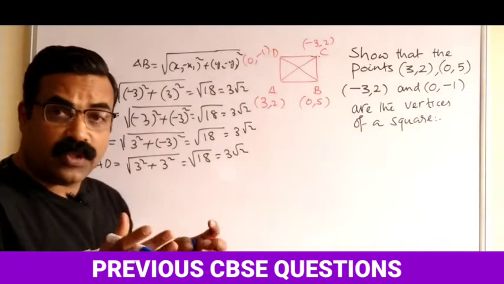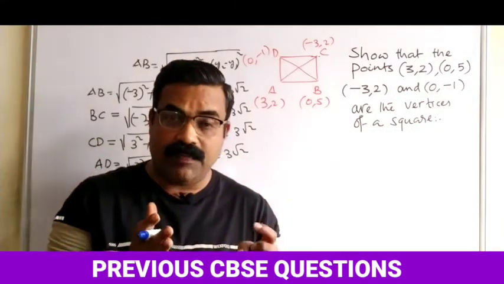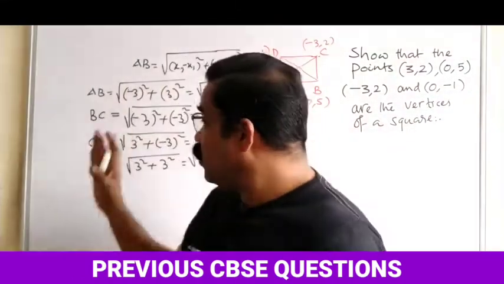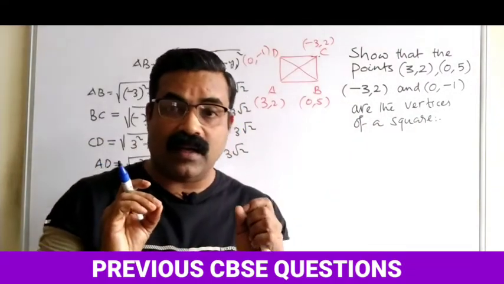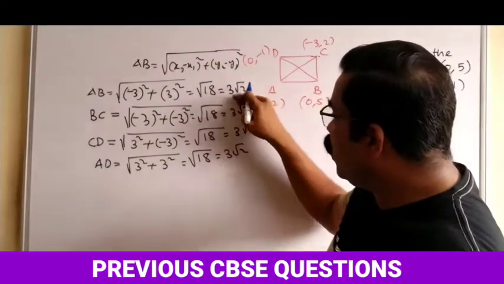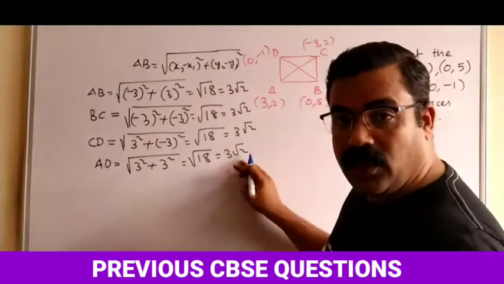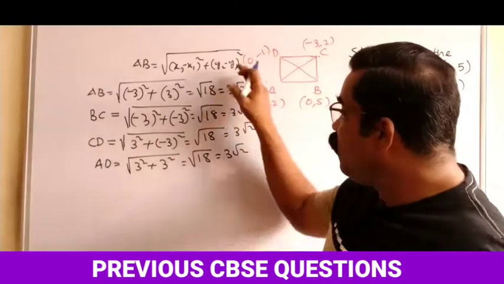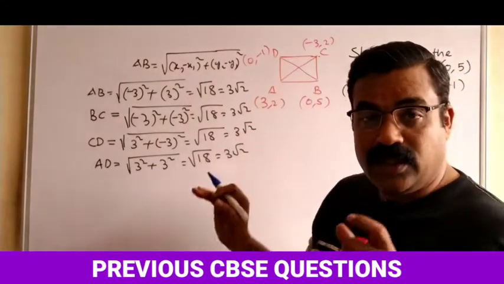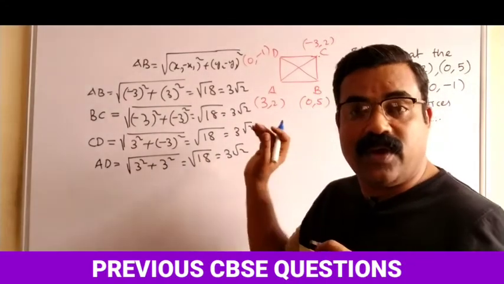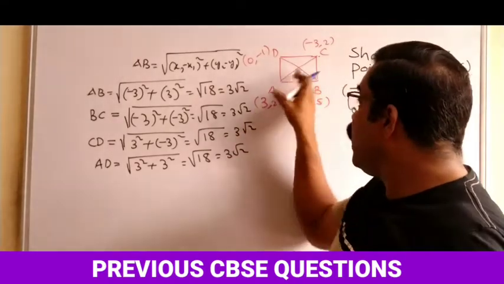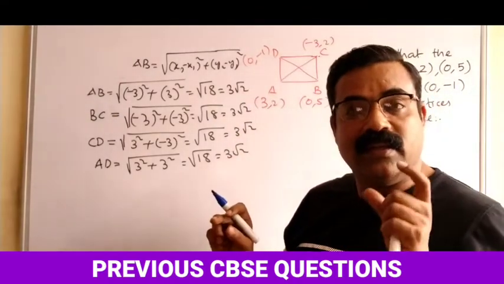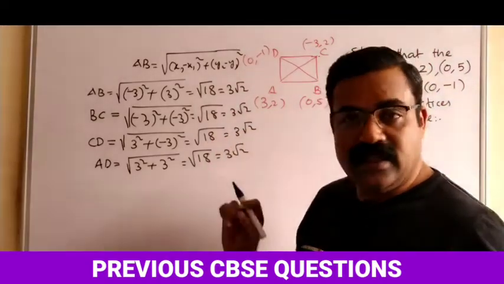So the first part is over. We have already proved that all the four sides are equal. We have seen 3 root 2, 3 root 2, 3 root 2, 3 root 2. That means all four sides are equal. So that is the first part to prove that it is a square, correct. Now we need to prove that the diagonals are also equal, then we can confirm that it is a square.